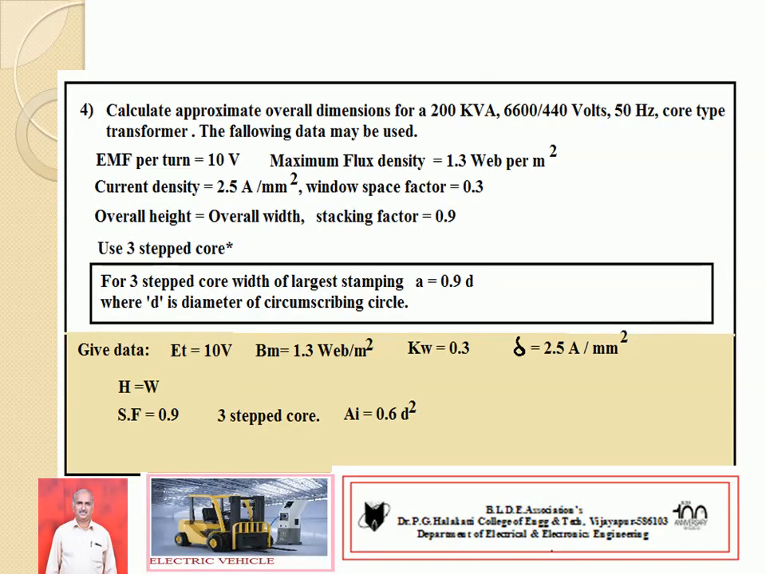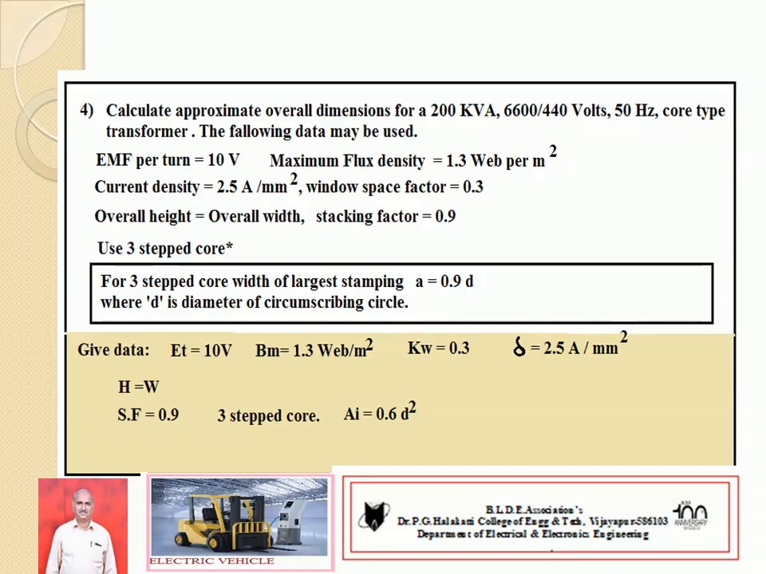Problem number 4. Calculate the approximate overall dimensions for a 200 kVA, 6600/440 volts, 50 Hz core type transformer. Here the word three phase is missing. The following data may be used. So what is your idea? It is asked for the three-stepped core.